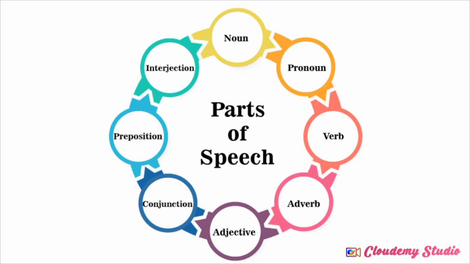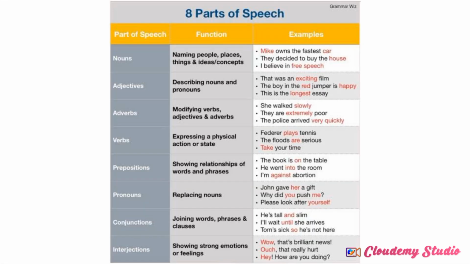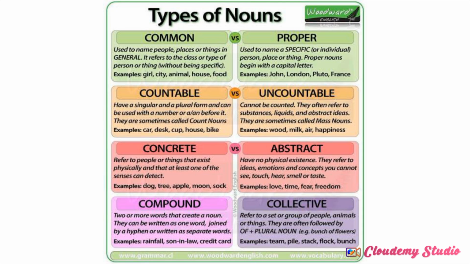The first one is noun. Here we have discussed different nouns. Particularly, noun has different forms: the common, the proper, countable, uncountable, concrete, abstract, compound, and collective nouns. The name of a person, place, animal, or thing, whenever we can mention it, will be considered as noun.